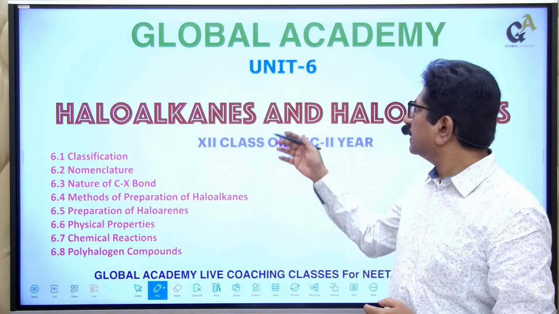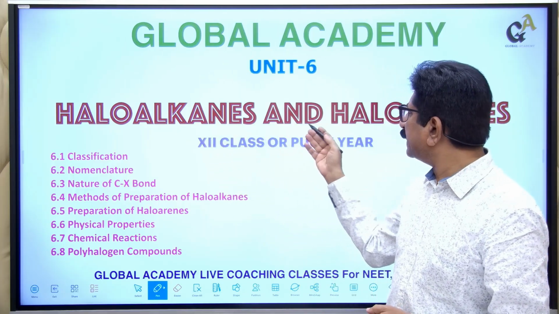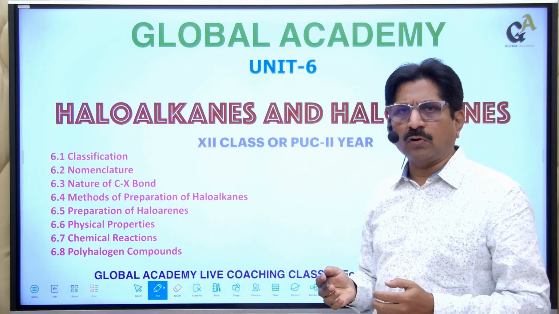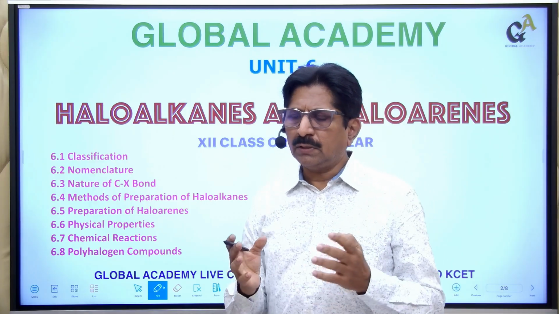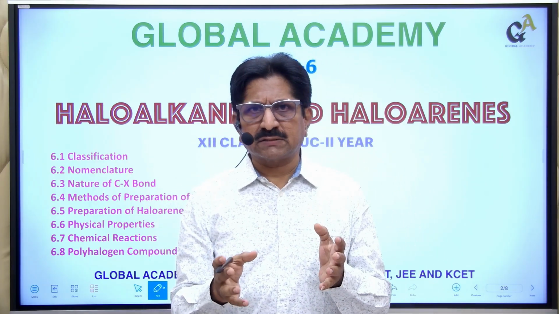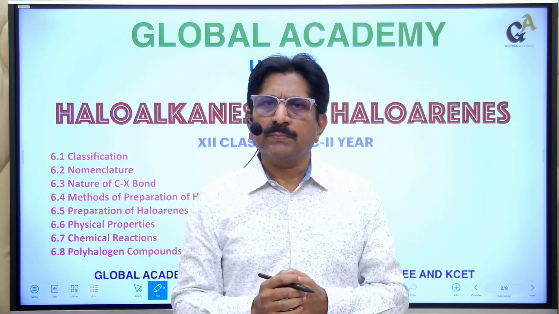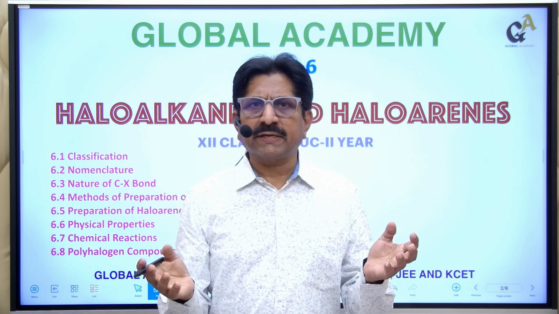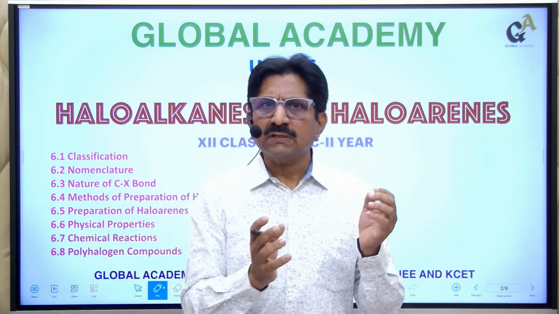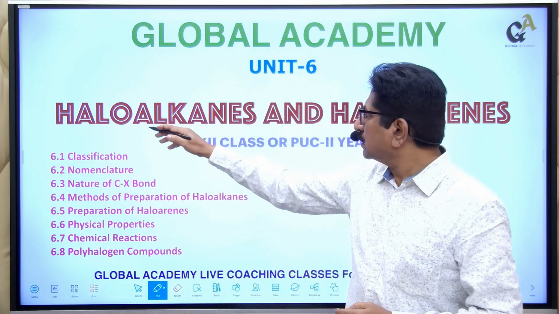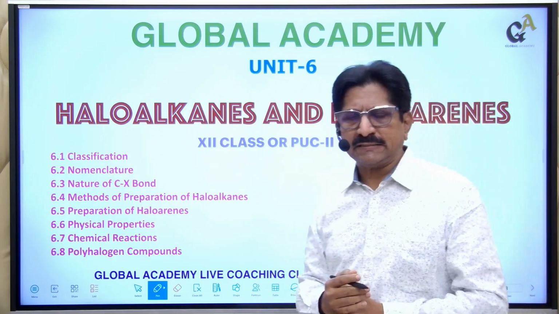Today we'll study Unit 6, which comes under organic chemistry, titled Haloalkanes and Haloarenes, for 12th class or PUC second year students. Now, when you replace a hydrogen atom from an aliphatic compound as well as an aromatic compound by a halogen atom, what you get are alkyl halides and aryl halides. These alkyl halides are called haloalkanes and the aryl halides are called haloarenes.